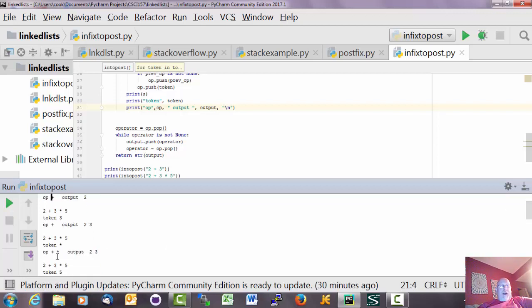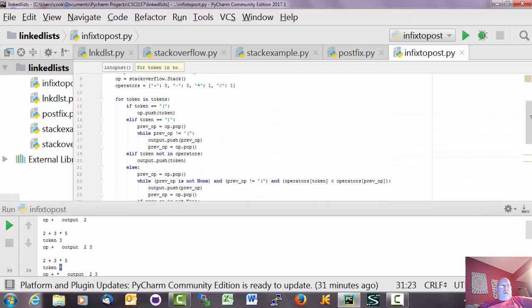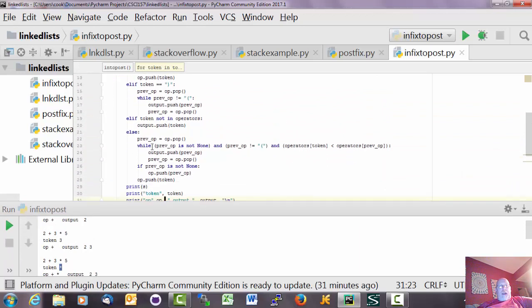Okay, the next token is a times sign. So we are now in this complicated part of this for loop. So we're doing for token in tokens, and this is the case where the token is an operator, but this token has a higher order of precedence than the previous one. So it's a times sign, which has a higher order of precedence than a plus sign, so it just gets pushed onto the operator stack. Now, the last token is a 5, which is a number, so it gets pushed onto the output stack.